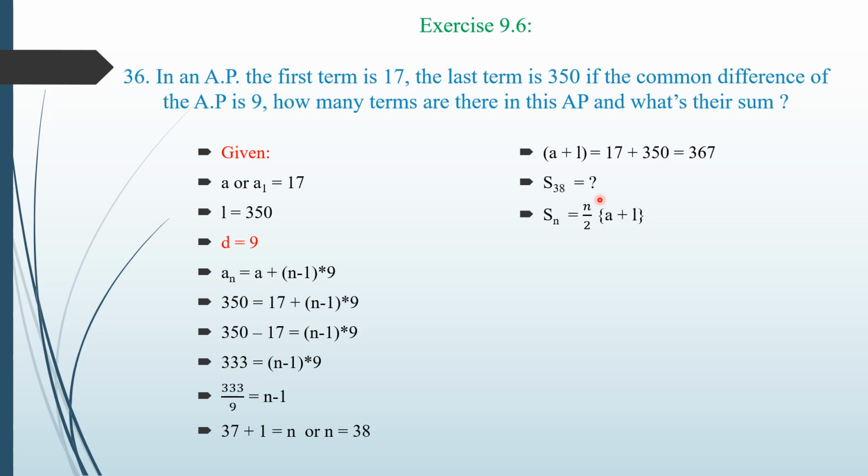Therefore S38 will be calculated as, in place of n I'll substitute 38. In place of a plus L, this whole term will be replaced by 367, which I have just calculated here. When I simplify this, 38 divided by 2 will give me 19, which is multiplied by 367. When I do this calculation, 19 into 367, I'll get the answer as 6973.